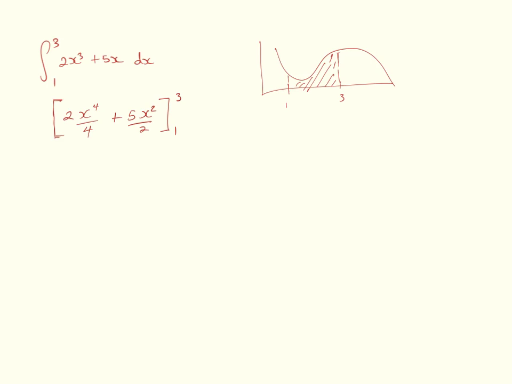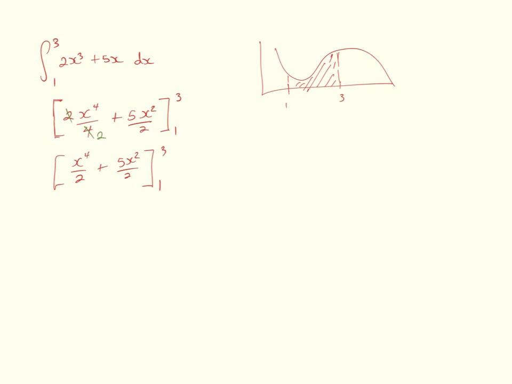Let's simplify things. So this 2 cancels out into that 4 2 times. So what we've got left now is x to the power 4 over 2 plus 5x squared over 2. And we're dealing with limits of 1 and 3. What do you do with the limits? Well, you need to substitute the limits in. The top limit is always the bigger one, so we're going to put that in first. So everywhere where there is x, I'm going to replace it with the number 3. There's an x there, and there's an x there.